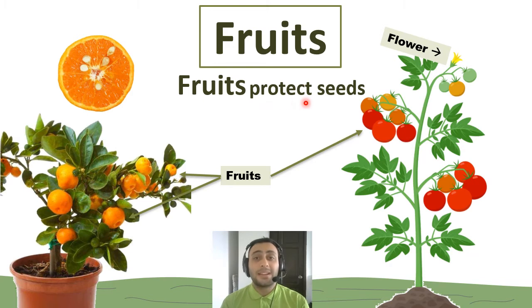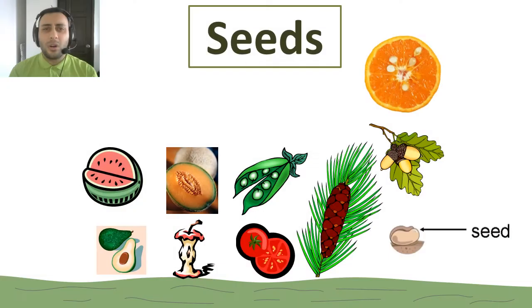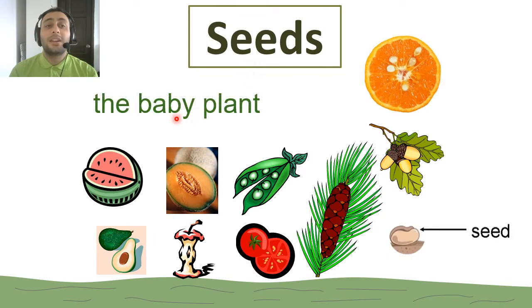Fruits protect seeds. These are fruits. You know fruits in Thai? Polamai. There are so many different types of fruits and I love them all. Durian, apple, orange. Oh, look at this one. This one is an orange. Now, fruits protect seeds. These are seeds. Seeds are the baby plant. You see, all of these seeds are like baby plants. They can grow into a new plant.